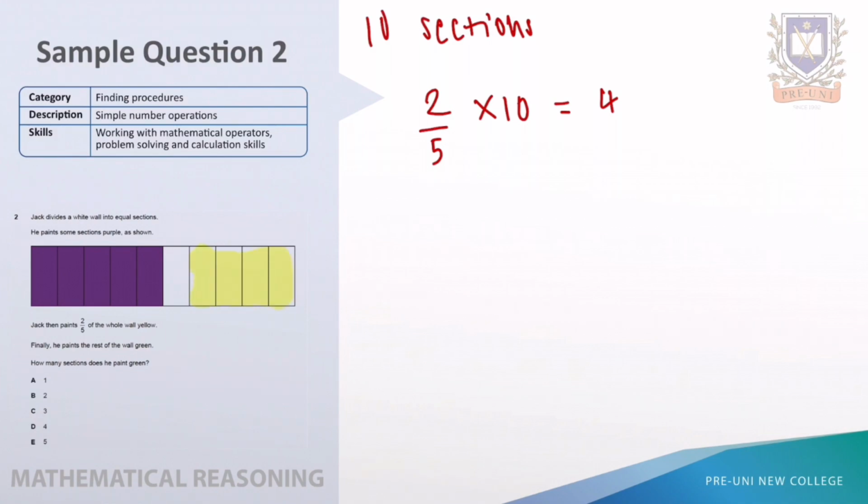And then we are told that he paints the rest of them green. So it means that there would be one section that would be painted green. And that is also what is asked for in the question. And so we can conclude that A, 1, would be the answer.